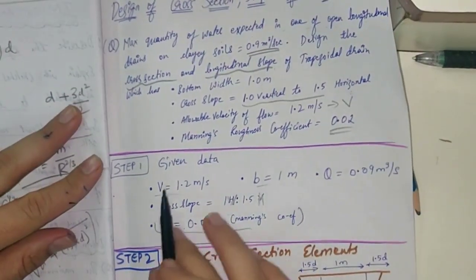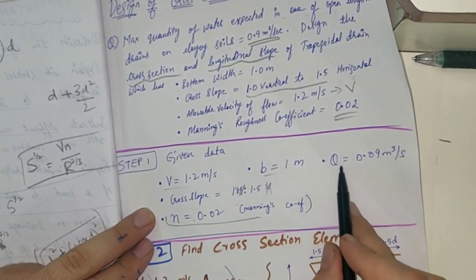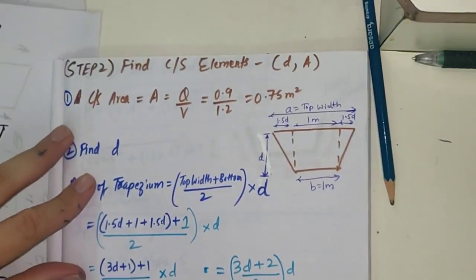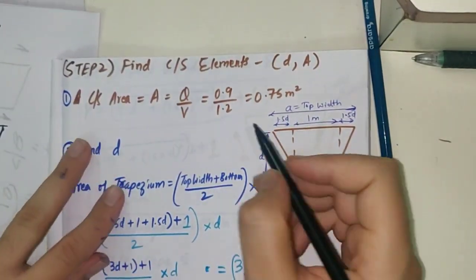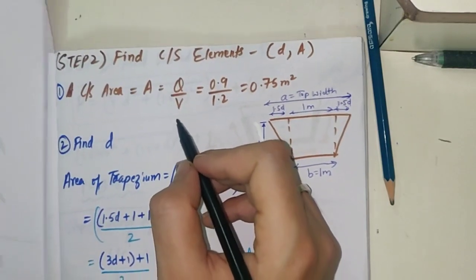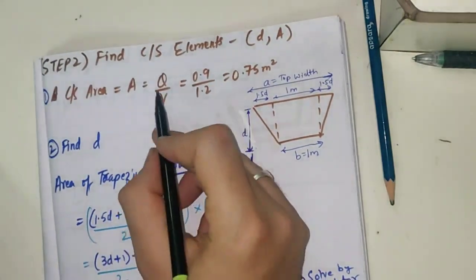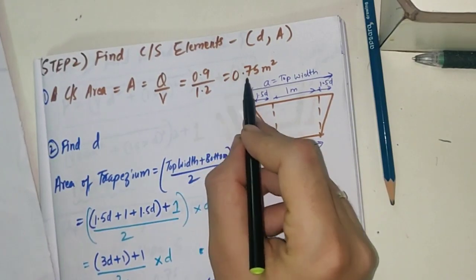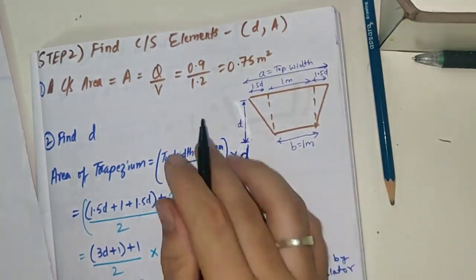First step, note down all the given data: V, B, Q, cross slope and Manning's coefficient. Then next you find out the cross sectional elements. First, what do we find out? A. What is A? A is equal to Q by V, like I already told you. Q is given, V is given, therefore you just divide and you get A.